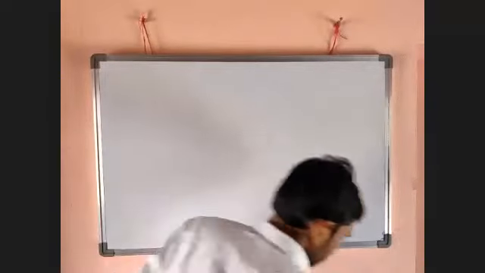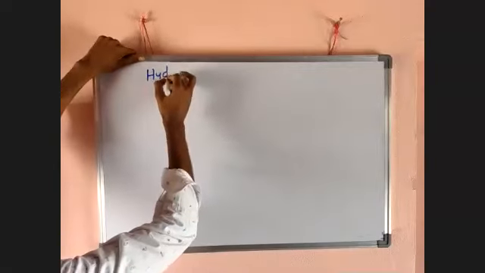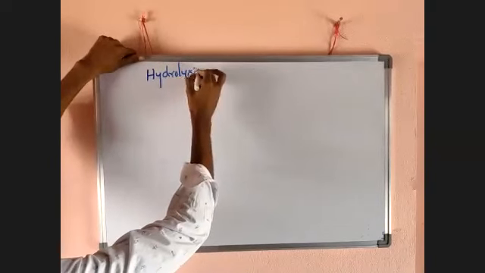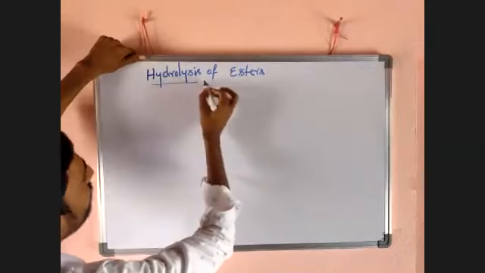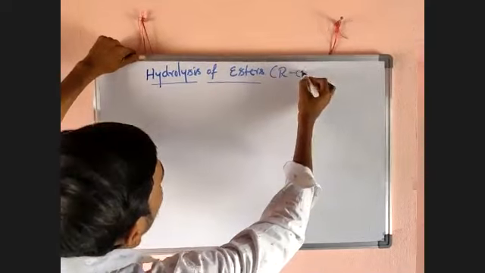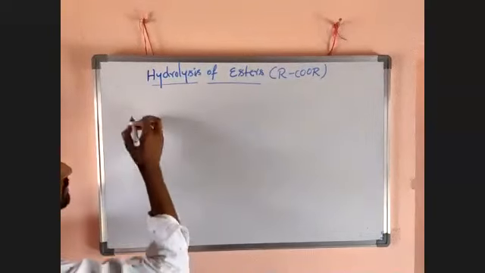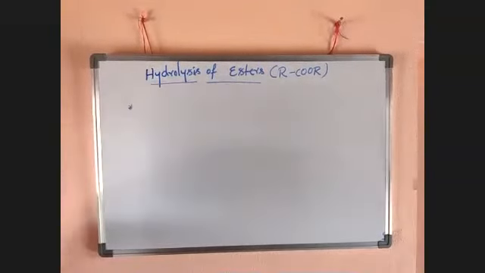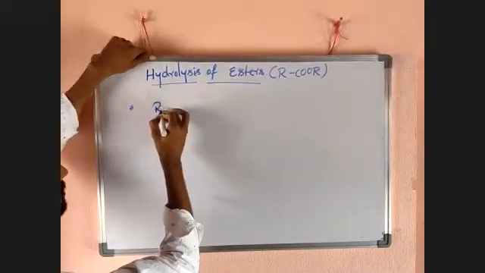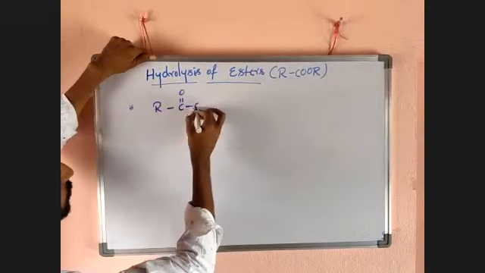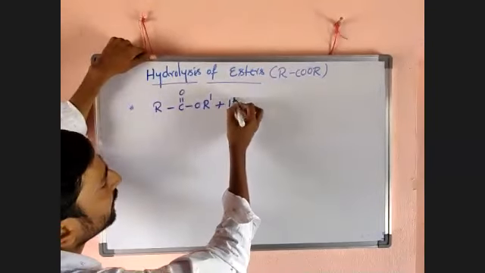Next, hydrolysis of esters. Esters are COOR. Hydrolysis means what? Hydrolysis means addition of water. Addition of water is nothing but hydrolysis. Just take R COOR', using R dash to differentiate the two alkyl groups, plus H2O.